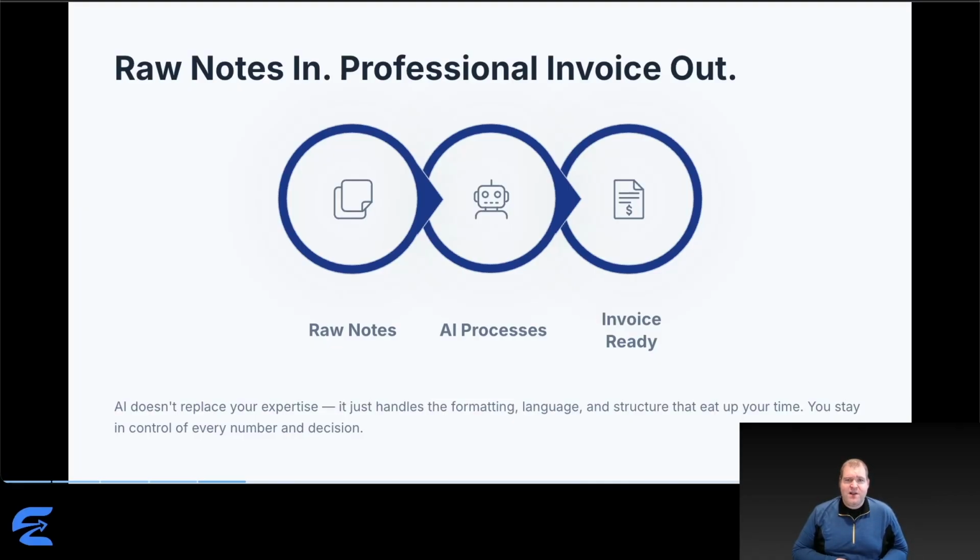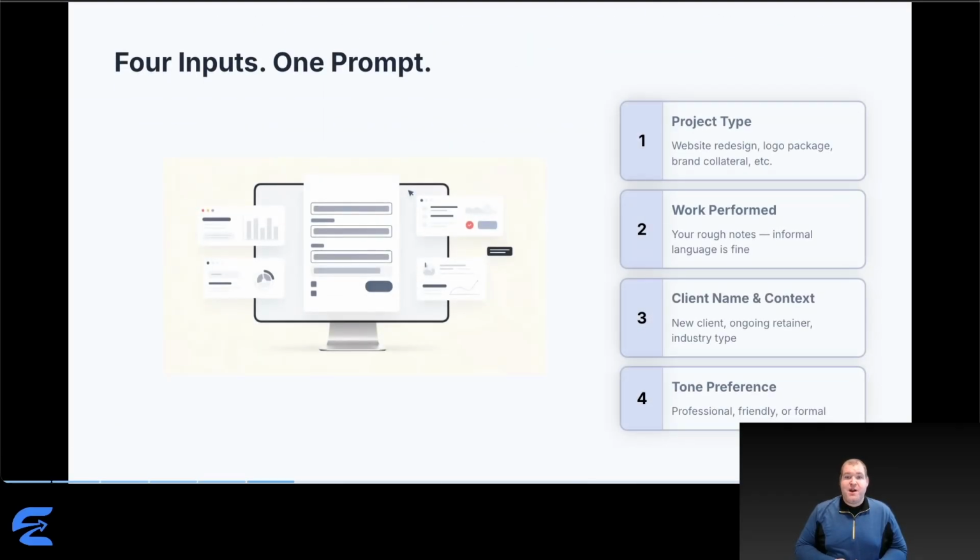What changes is how long the translation takes. Right now, that translation takes 45 minutes of deliberate effort. After this workflow, it takes under 2 minutes, and the output is more consistent than what most people produce manually on their best day. The prompt that drives this workflow needs 4 things from you.